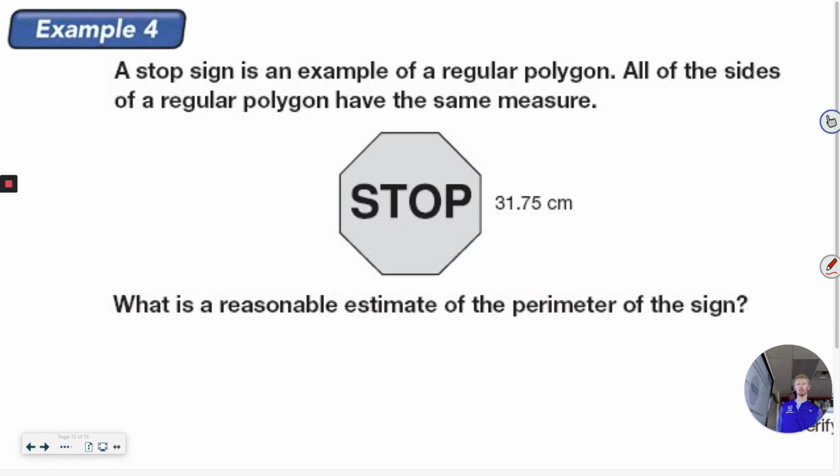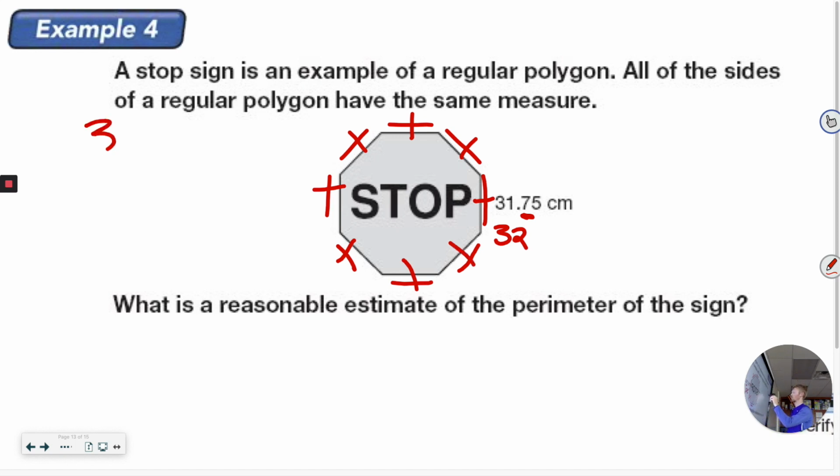All right, example 4. A stop sign is an example of a regular polygon. All of the sides of a regular polygon have the same measure. What is a reasonable estimate for the perimeter of the stop sign? So I'm estimating. So I have 31.7, 5 or more, raise the score. So it becomes a 32. So I know that all of these sides are all 32, right? So I'm going to just count them up, and then I'll multiply 32 times that. So I have 1, 2, 3, 4, 5, 6, 7, 8. 32 times 8 would be how I estimate it.